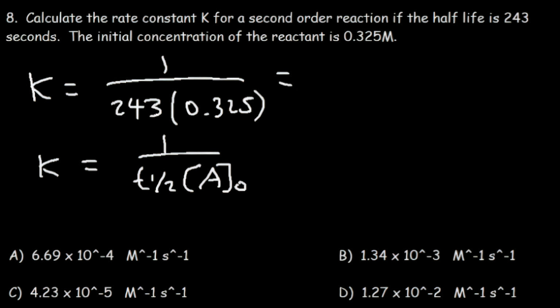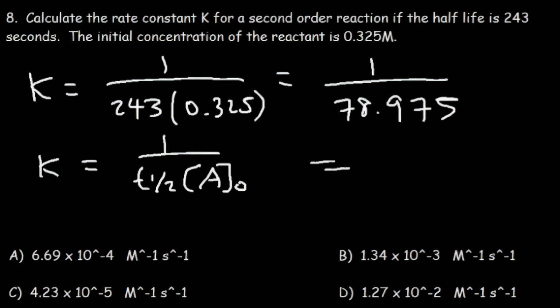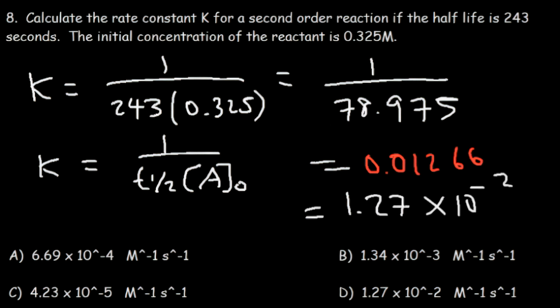So 243 times 0.325 is equal to 78.975. So 1 divided by 78.975, you should get a final answer of 0.01266, which you can round to 1.27 times 10 to the minus 2.